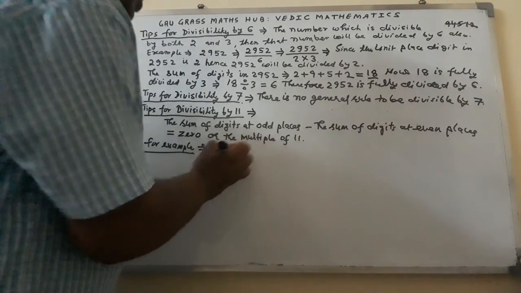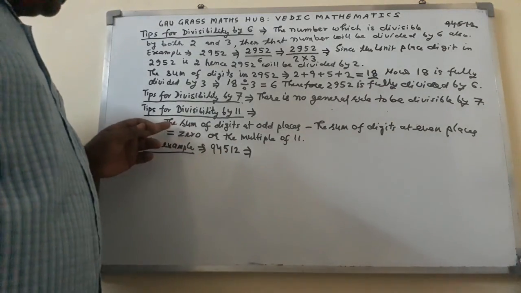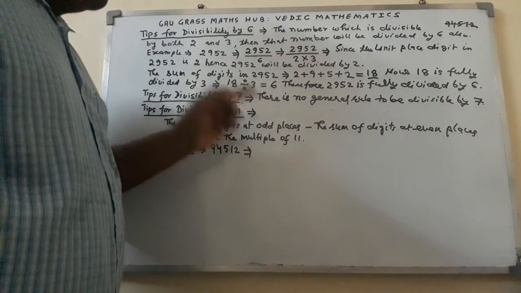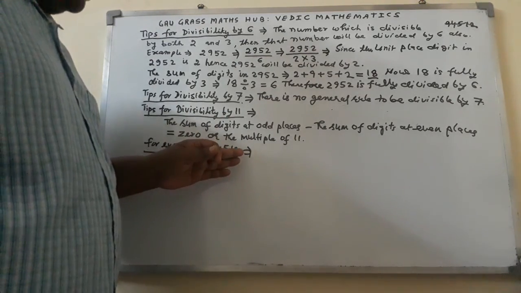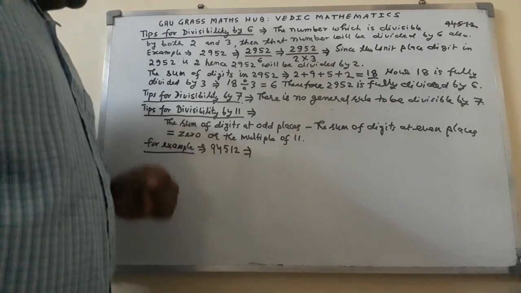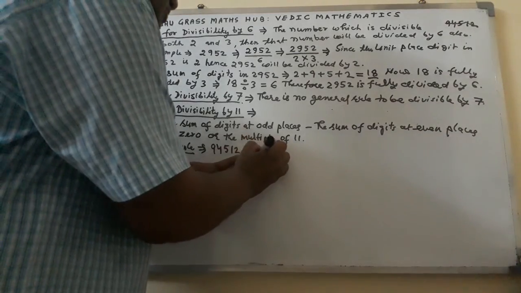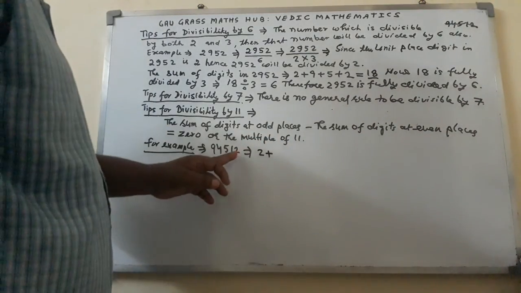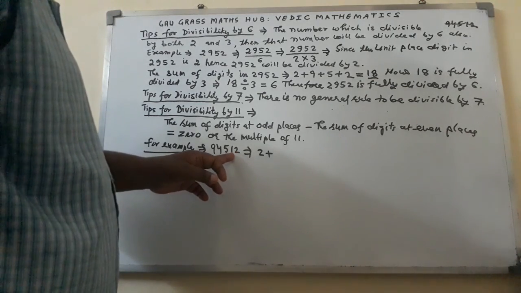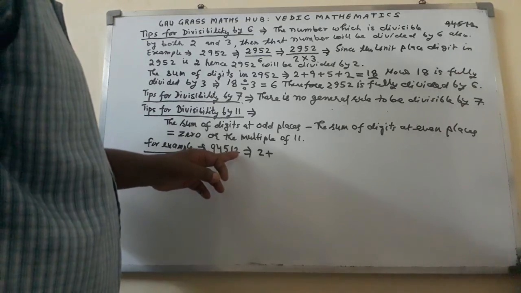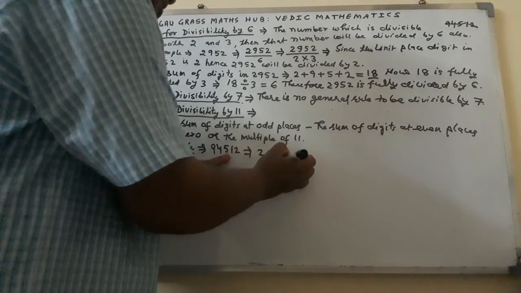94,512. In this number, it says the sum of digits at odd places. So here you can see what the digits at odd places in this number are. 2 is at an odd place: unit place, ones, tens, hundreds. 1, 2, 3, 5 is also at an odd place, plus 2.